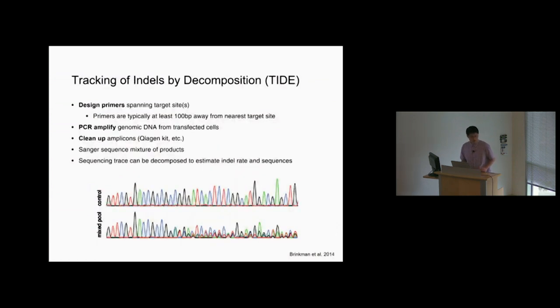So the other method is TIDE, in which you basically do the same set of PCRs as surveyor, but instead of annealing and running it out in a gel, you can send it out for Sanger sequencing to get a messy trace where you get a mixture of peaks. And by comparing the edited one with the unedited one and using a sophisticated processing algorithm that's available on a website, you can back calculate not only the indels, but also the kinds of sequences that resulted in this particular sequencing trace.